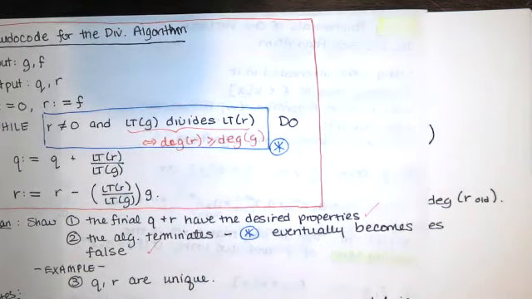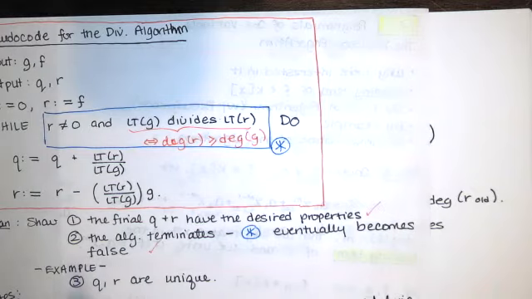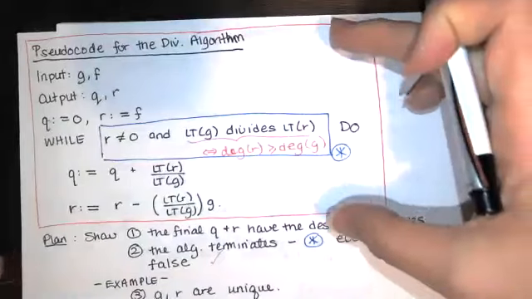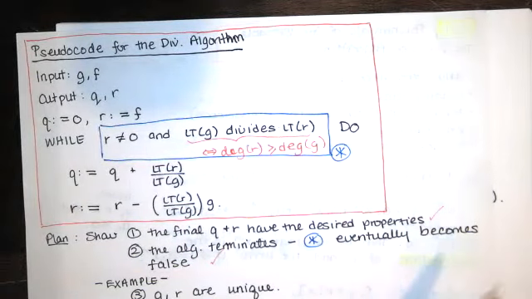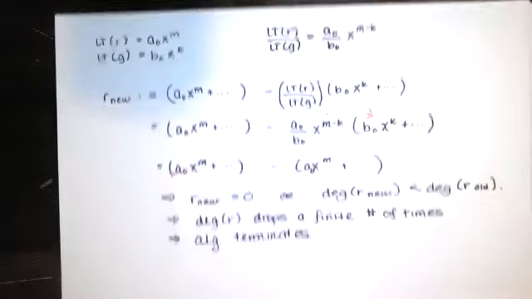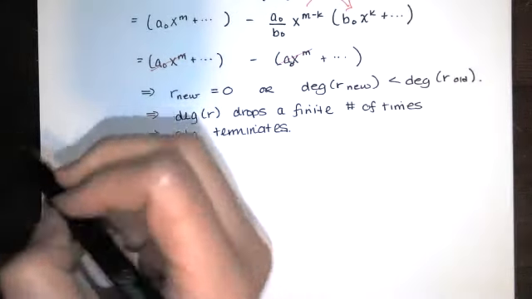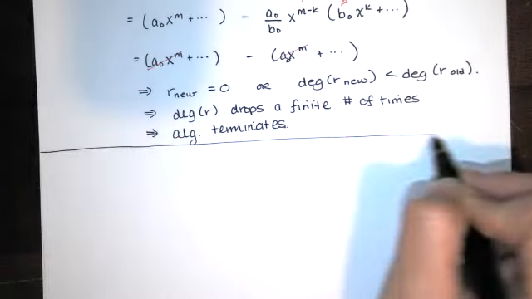We want to show that r and q are unique. We're going to do that in a little bit, but first I want to do an example, just to make sure that you understand what this is saying. If you've ever divided polynomials in pre-calculus, you've done this before, but I want you to see sort of in practice what this means.